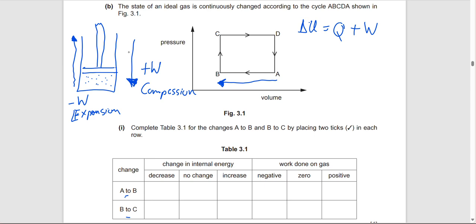When we compress this, the volume decreases, right? And remember, the work done on the gas is equal to the pressure multiplied by the change in volume. This is the equation. So since we're doing work on the gas, it is positive, so we tick in that box.